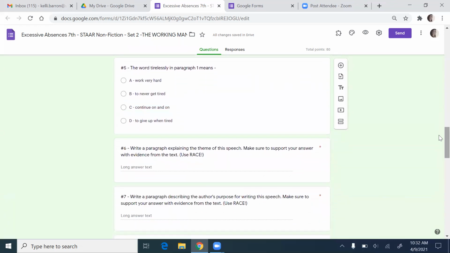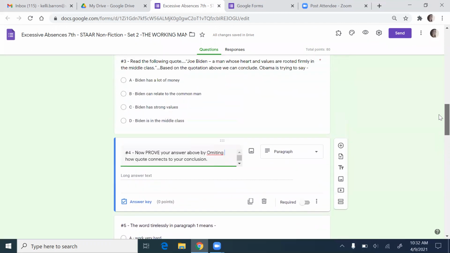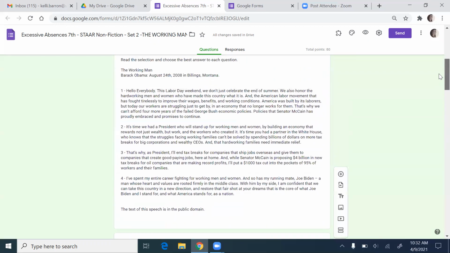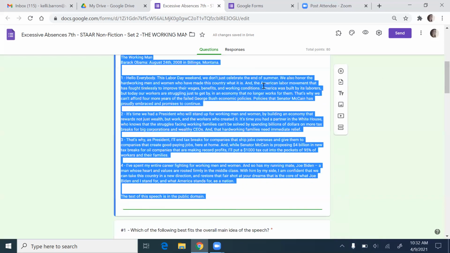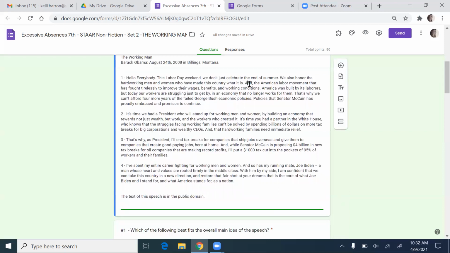Number five, the word tirelessly in paragraph one means: work very hard to never get tired, continue on and on, give up when tired. Notice here, again, low readers, a lot of these options have tricks in them. So let's go back and read tirelessly within the sentence. First of all, you need to help them find their text evidence. So paragraph one, right here: and the American labor movement that has fought tirelessly to improve their wages, benefits, and working conditions.